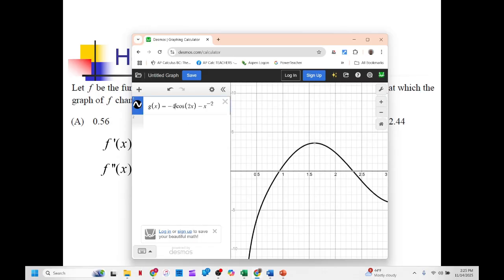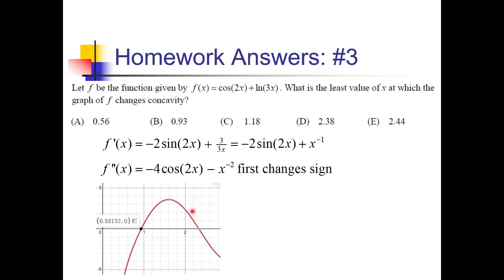And let me just click on this so I can get my gray dots. The first place where we're crossing the x-axis is right here. This is 0.932. Let me just put that picture here so we can look at it. Since that's happening at 0.932, that's going to be choice B.